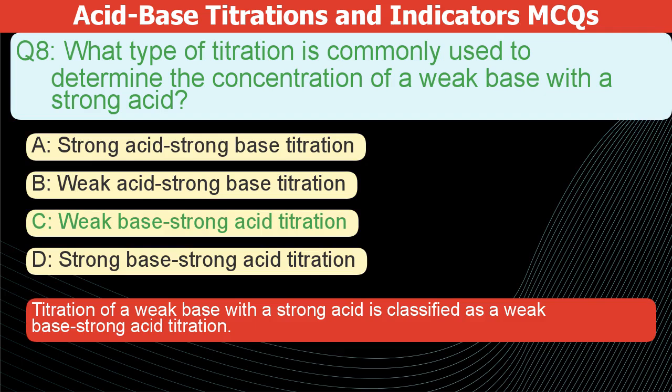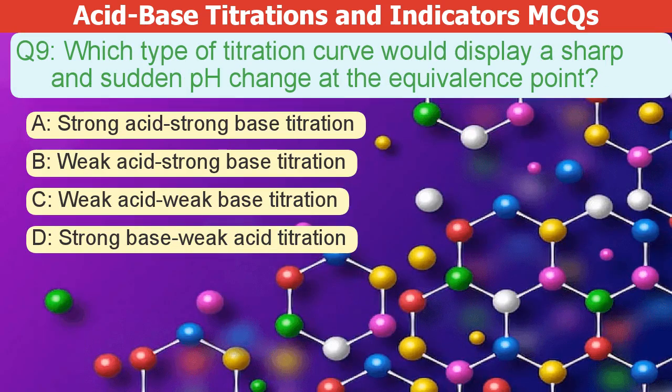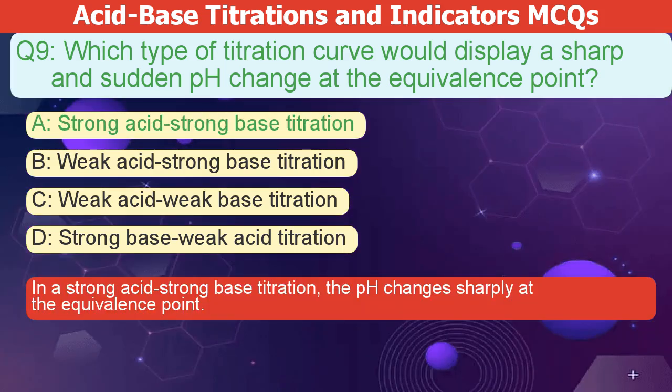Titration of a weak base with a strong acid is classified as a weak base strong acid titration. Which type of titration curve would display a sharp and sudden pH change at the equivalence point? A. Strong acid strong base titration. B. Weak acid strong base titration. C. Weak acid weak base titration. D. Strong base weak acid titration. The correct answer is A.